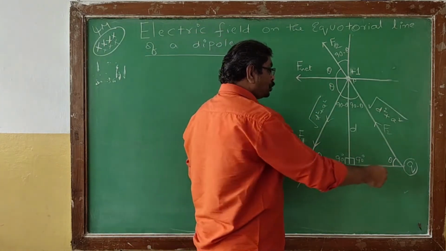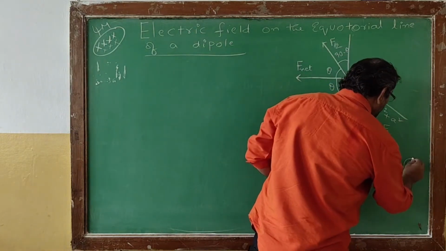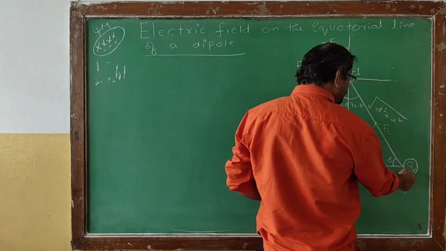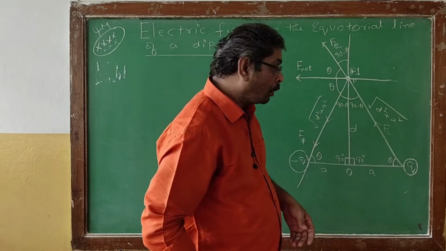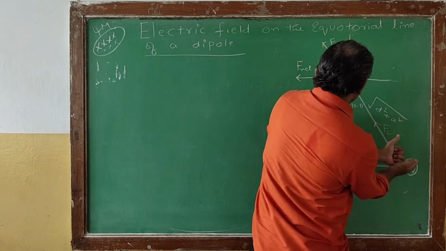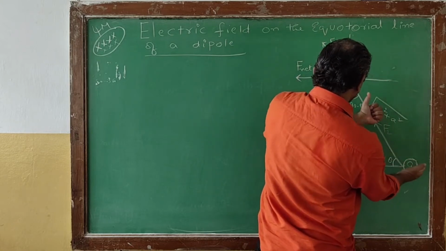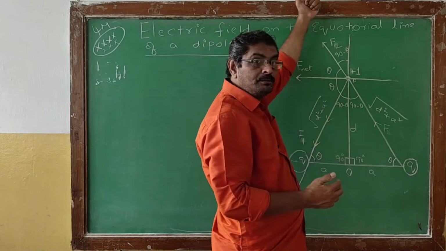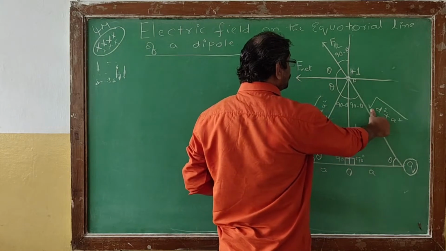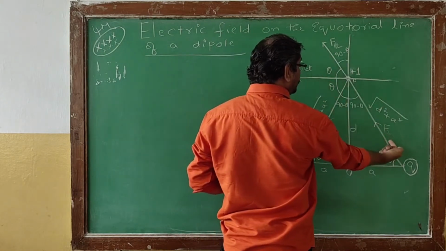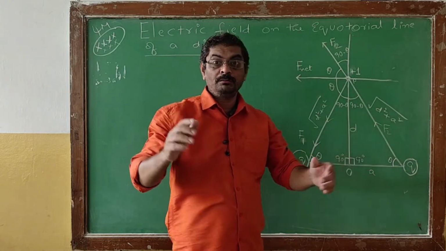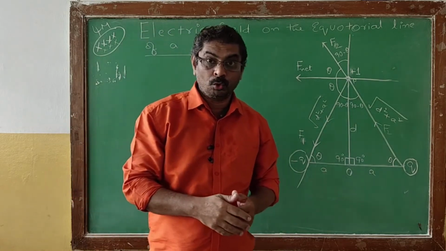Similarly, due to the positive charge of the electric dipole, the unit positive charge will be strongly repelled. Let us say the repulsive force is denoted by the letter F2.